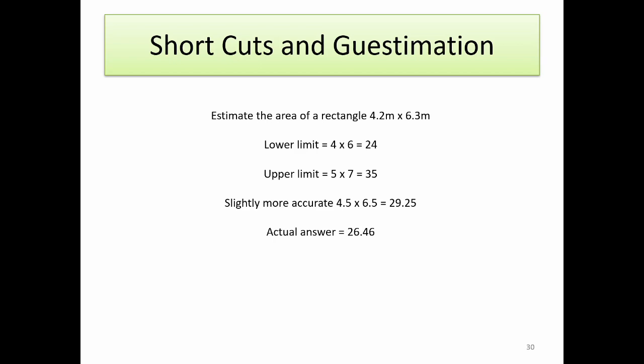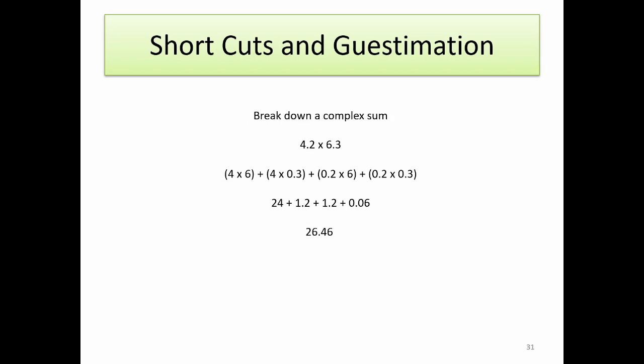If our answer had come out at 264.6, we would know we'd made a mistake because it's nowhere near our ballpark. And we can break down a complex sum like 4.2 times 6.3 into smaller bits, i.e. 4 times 6 plus 4 times 0.3 plus 0.2 times 6 plus 0.2 times 0.3, which is 24 plus 1.2 plus 1.2 plus 0.06, which gives us 26.46. So even if we didn't have a calculator, we could quite easily work out the sum.